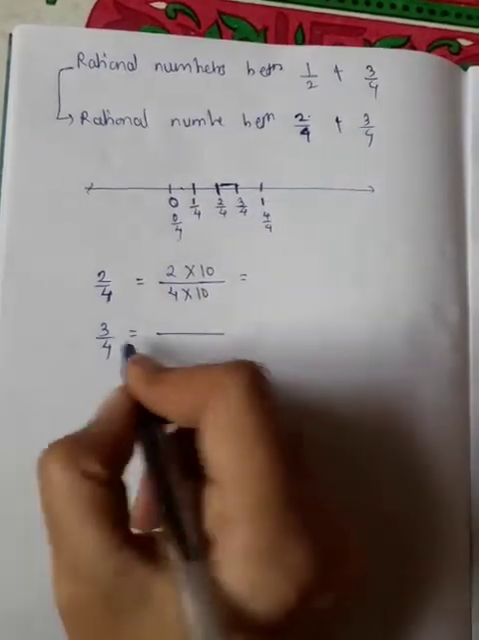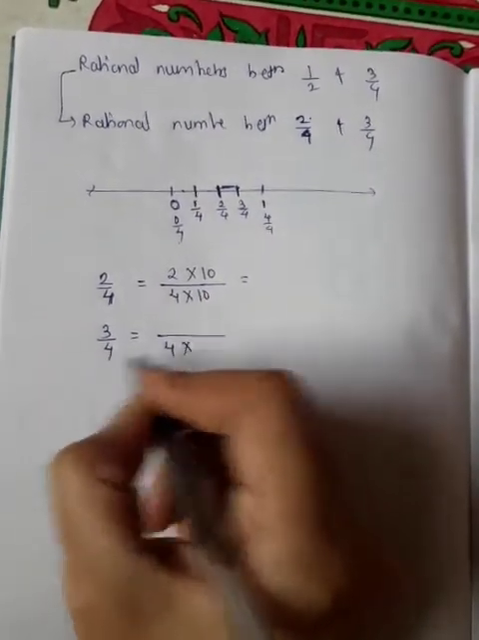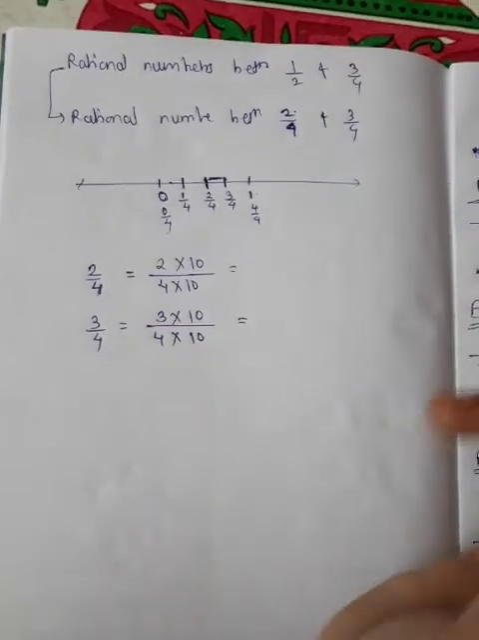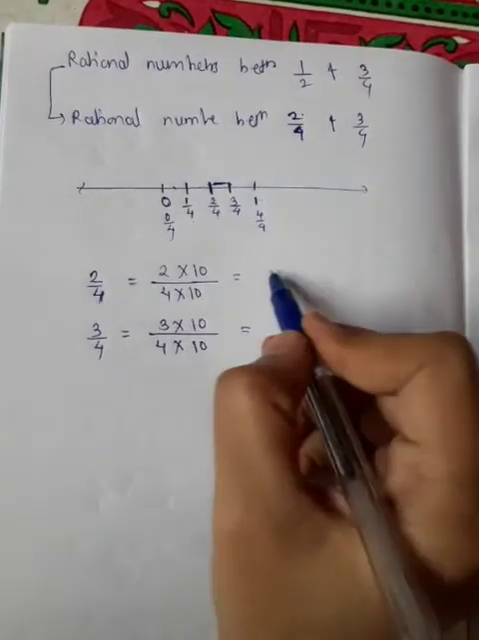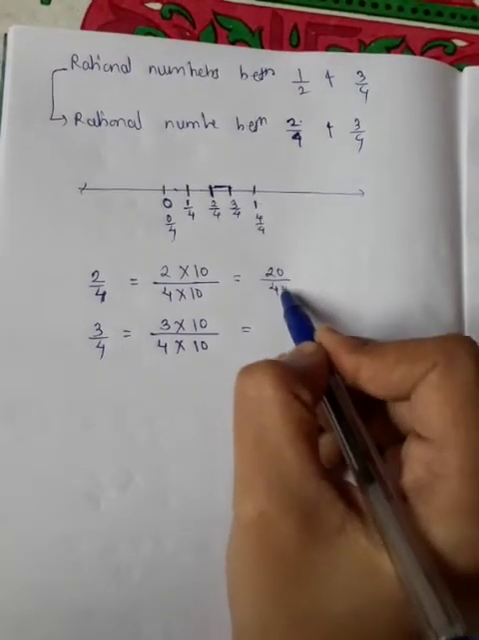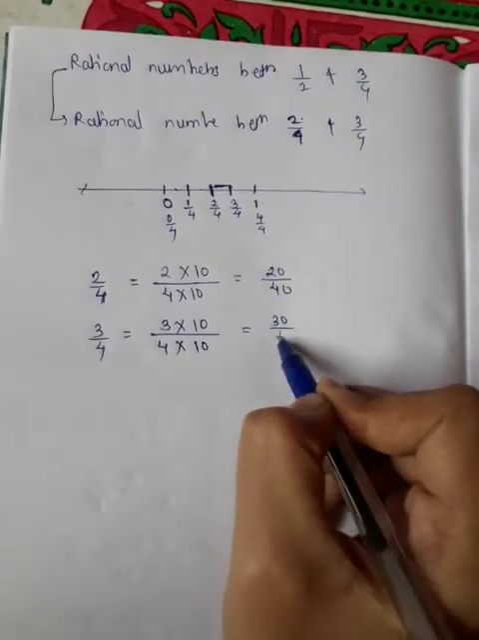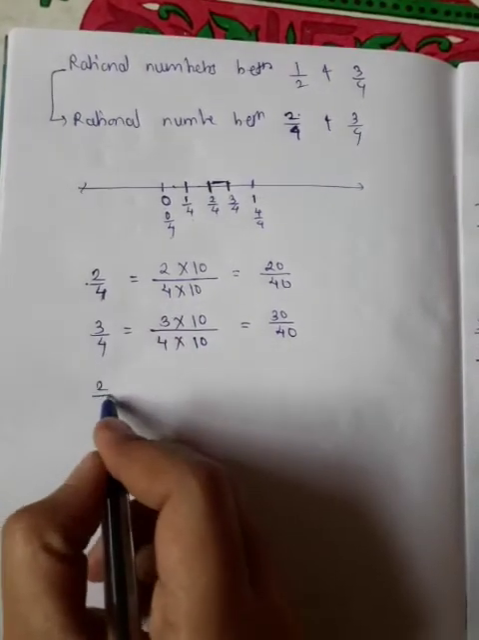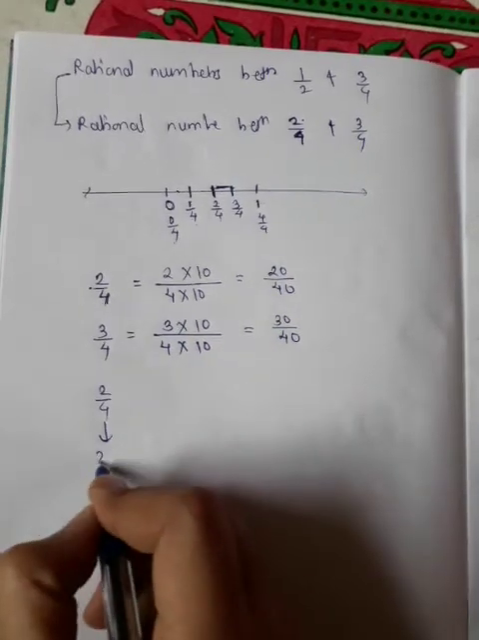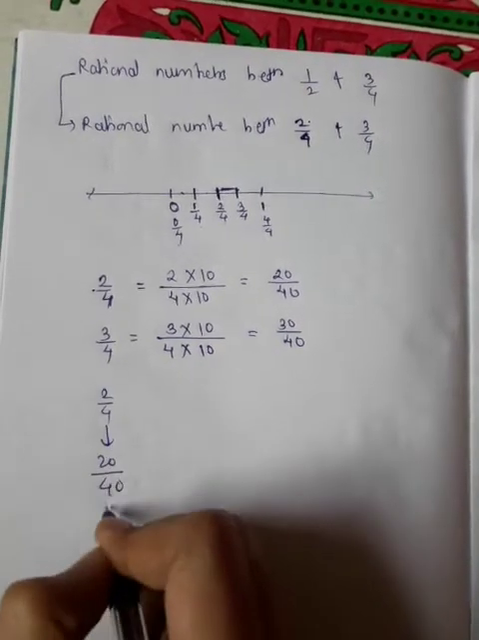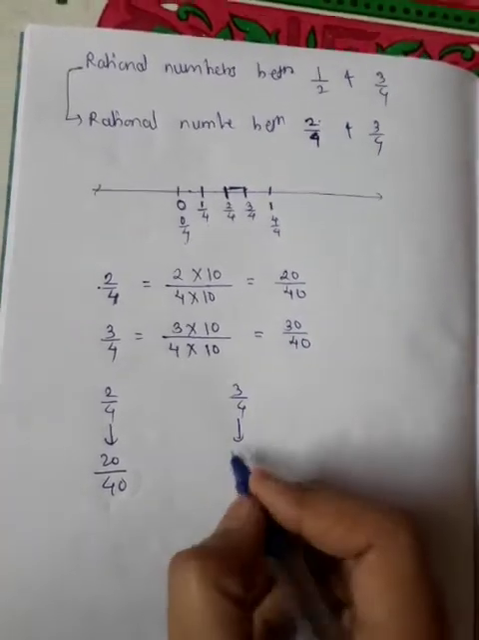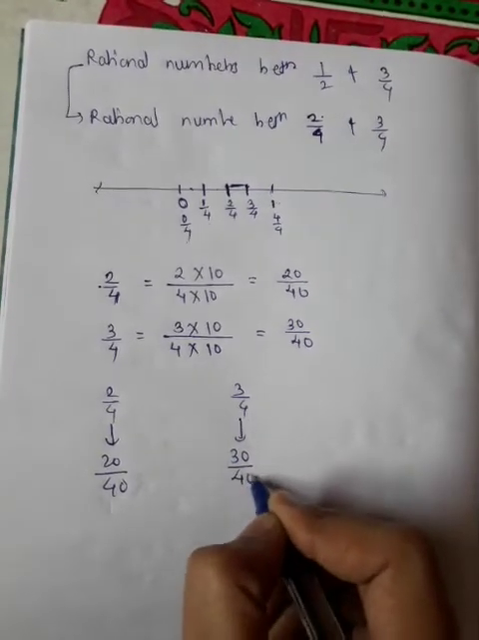Okay, so if we increase the denominator by 10 times, the numerator also increases by the same number of times. Okay, so see here we get 20 upon 40 and 30 upon 40. Now you observe that 2 by 4 is converted into 20 by 40. So 2 by 4 is nothing but 20 by 40, and 3 by 4 is nothing but 30 by 40.